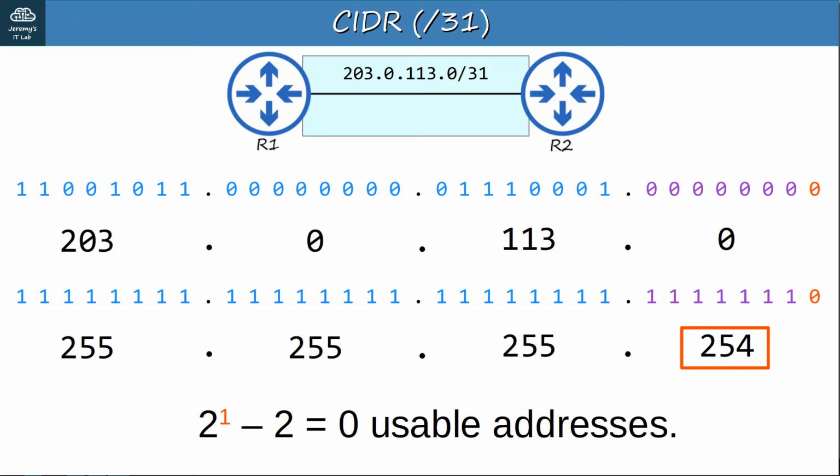2 to the power of 1 is 2, minus 2 for the network and broadcast addresses means 0 addresses that we can assign to devices. So you used to not be able to use /31 network prefixes because of this. However, for a point-to-point connection like this, it actually is possible to use a /31 mask.